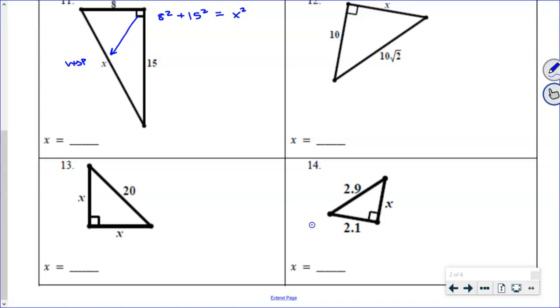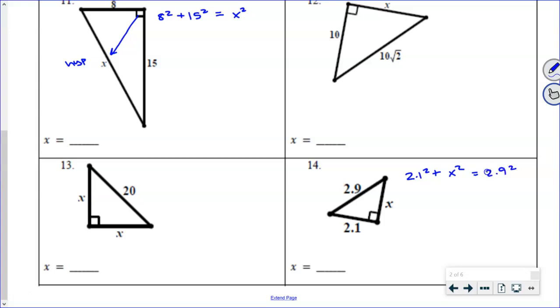Garrett. Very good. 2.1 squared plus x squared, because those are the legs, because they're helping to form that right angle. 2.1 squared plus x squared is equal to the hypotenuse, which you said is 2.9 squared. That's how we would set those ones up.